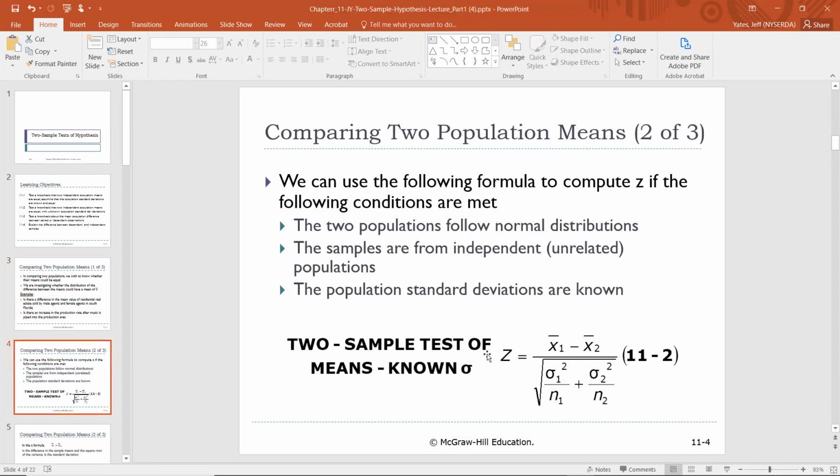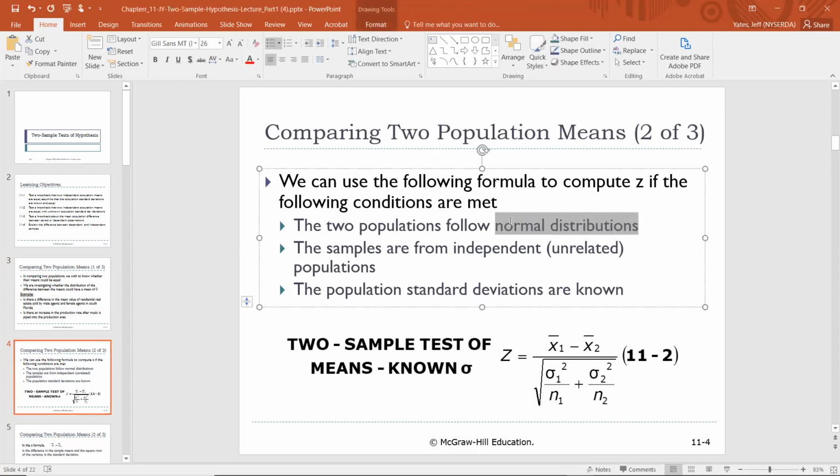So if we're dealing with population means and we know the population standard deviation, or we're assumed to know it, then we can use the z-test for that. All right, and then again, like all our other tests, assuming a normal distribution, and the samples are from independent, unrelated populations. So again, we're testing two different things without interaction. And then obviously the population standard deviations are known. We can use the z-test.